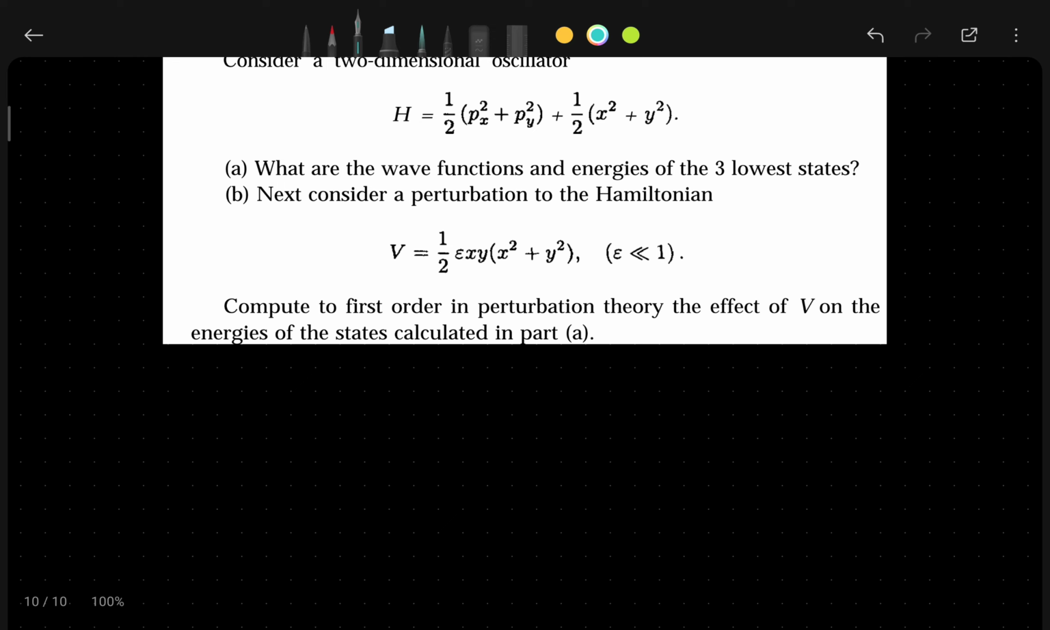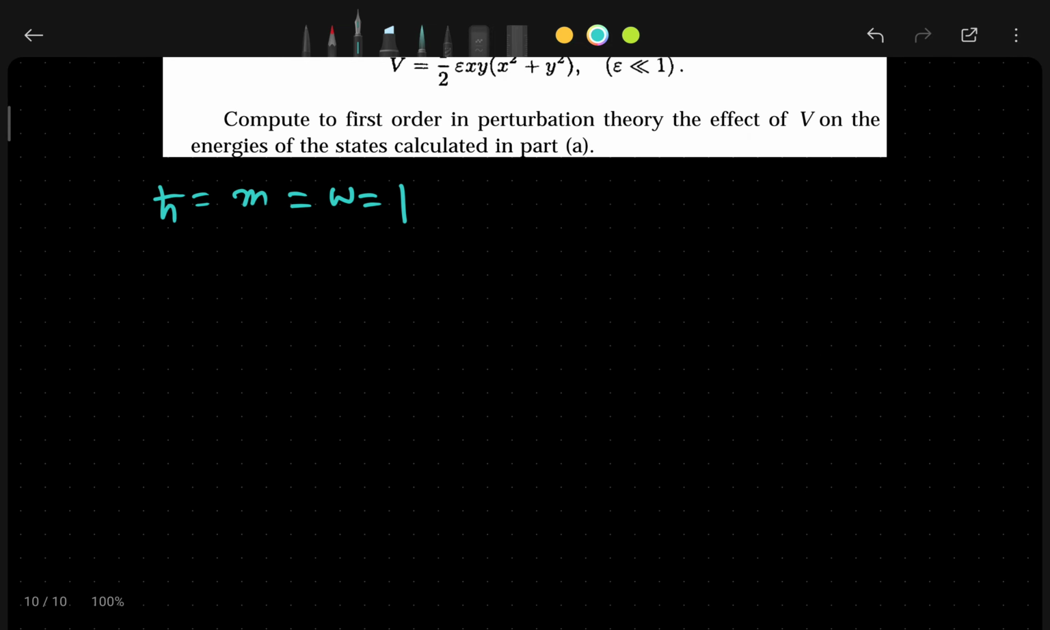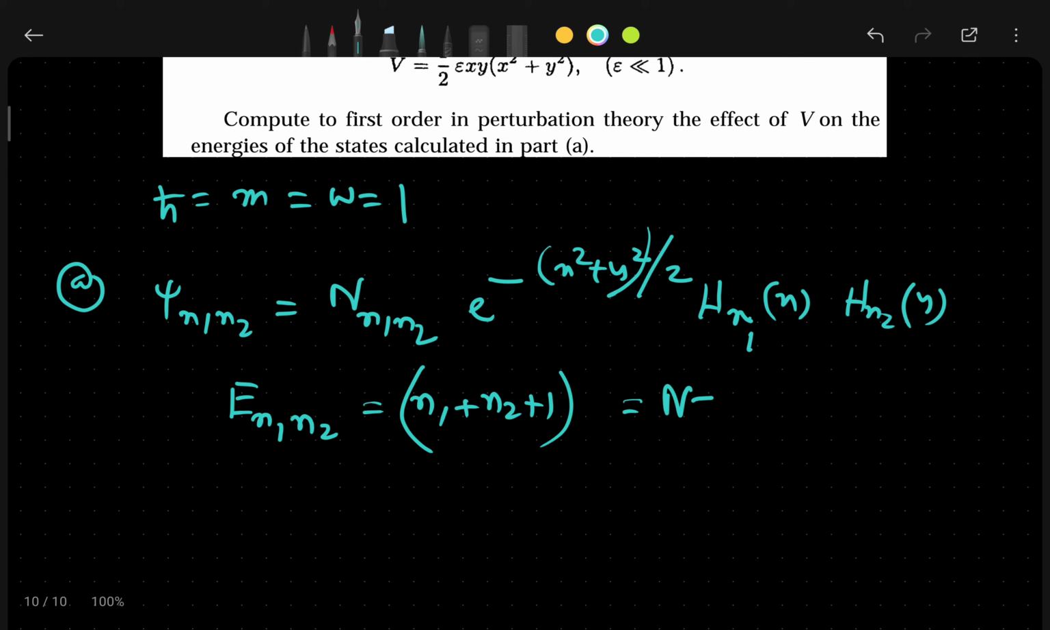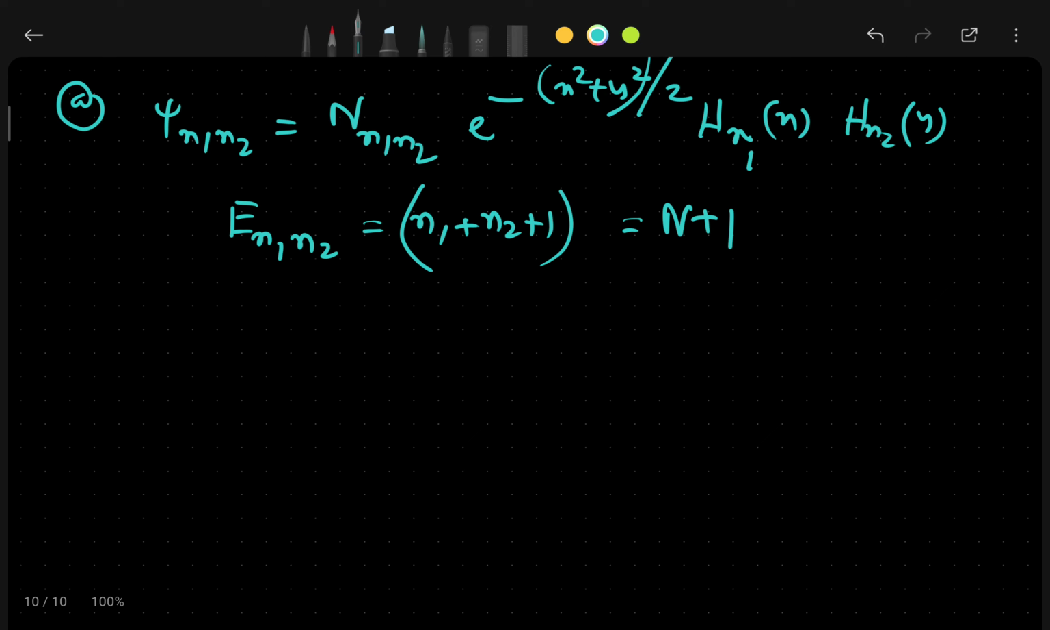The Hamiltonian is given in units for which ħ = m = ω = 1. The wave functions and the energies of the two-dimensional harmonic oscillator are respectively ψ_{n1n2} = N_{n1n2} e^{−(x²+y²)/2} H_{n1}(x) H_{n2}(y), where H is a Hermite polynomial, and energy E_{n1n2} = n1 + n2 + 1 = n + 1.